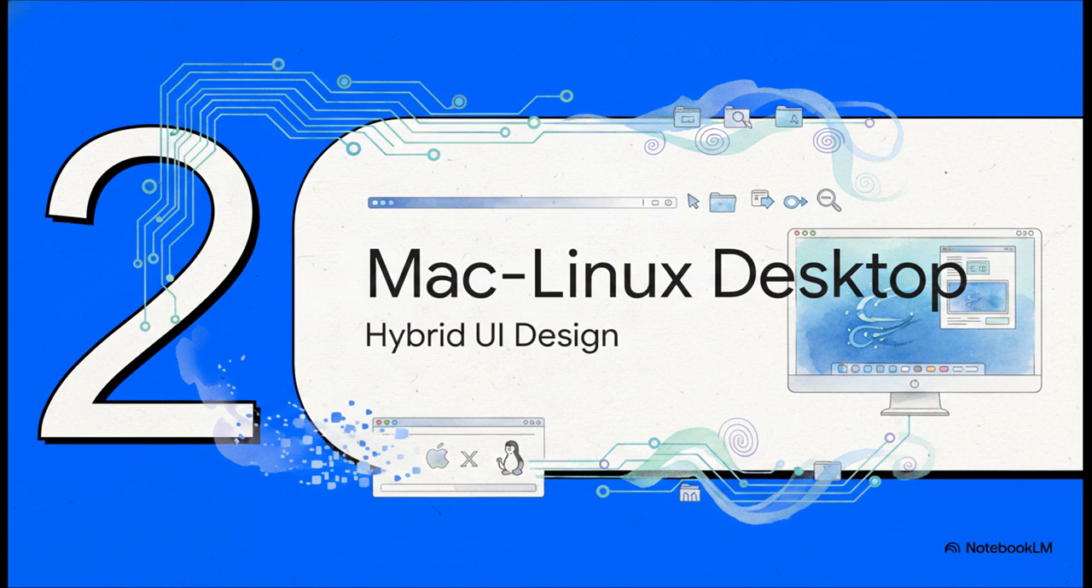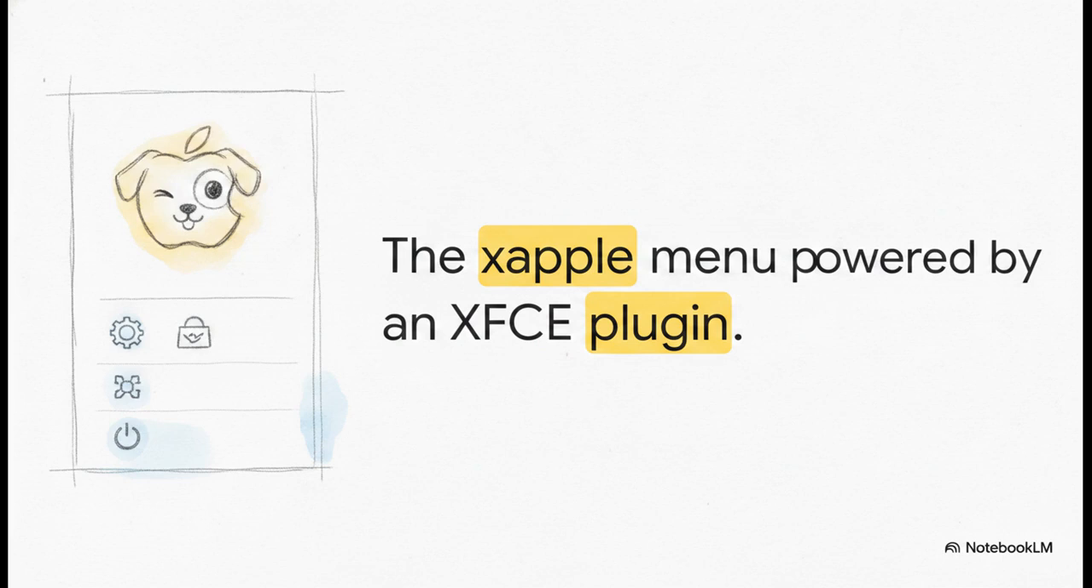Moving right along to section 2, let's explore this Mac Linux hybrid desktop. Up at the top left of the screen, completely replacing your traditional start menu or application launcher, we have what the creator calls the X-Apple menu. Check out that stylized, winking dog apple logo. It's such a clever little nod to the FXFFUS roots mixed right in with that Mac inspiration.